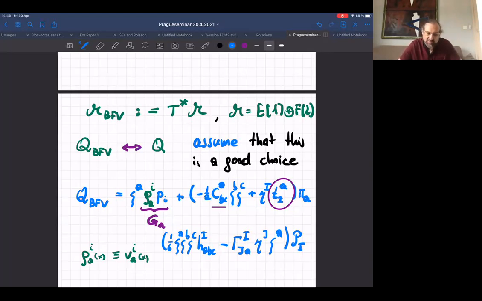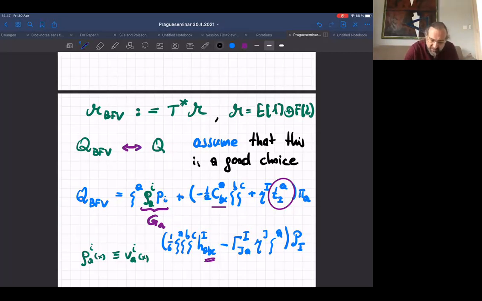So the C^A_BC generate a bracket on sections of E, but its Jacobiator is not 0. Actually it's T of this H, where the H you see takes 3 sections in E and gives a section in F, and then you apply the map T to it. It turns out to be the Jacobiator, and this is all inside Q squared equals 0, or the first master equation, which is that Q_BFV in the BFV bracket is 0.